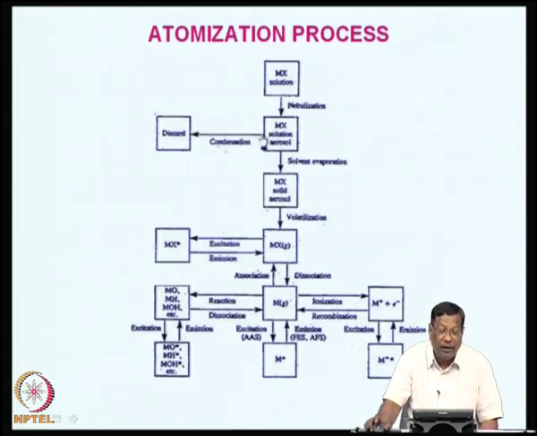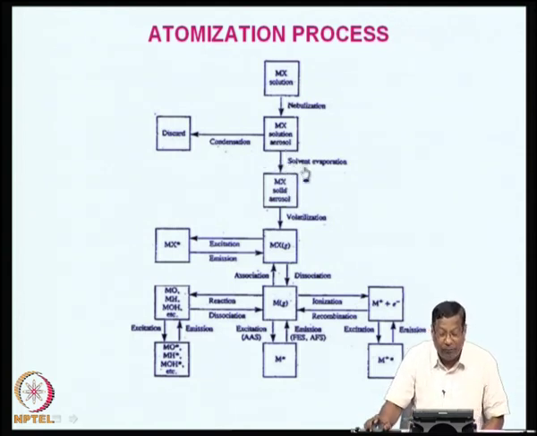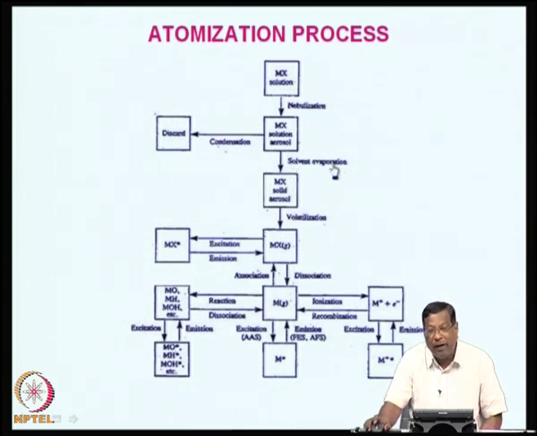Bigger droplets cannot remain in the air, so they fall down due to gravity, and that is to be taken for discarding. The aerosol gets carried into the flame, and the solvent evaporates because of the high temperatures prevailing in the flame. And when the solvent evaporates, you have an aerosol of metal halide solution.